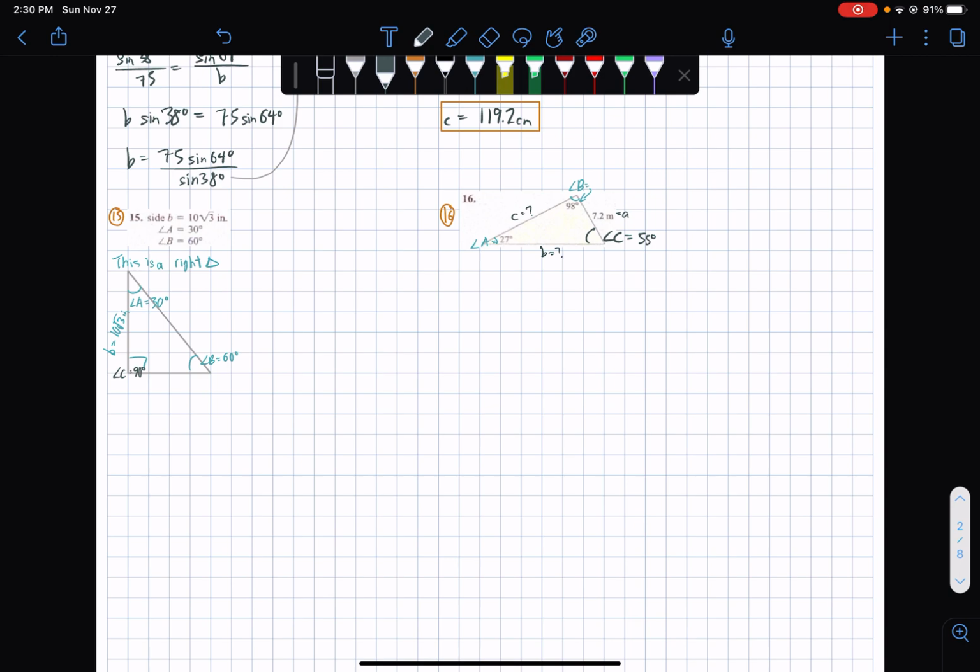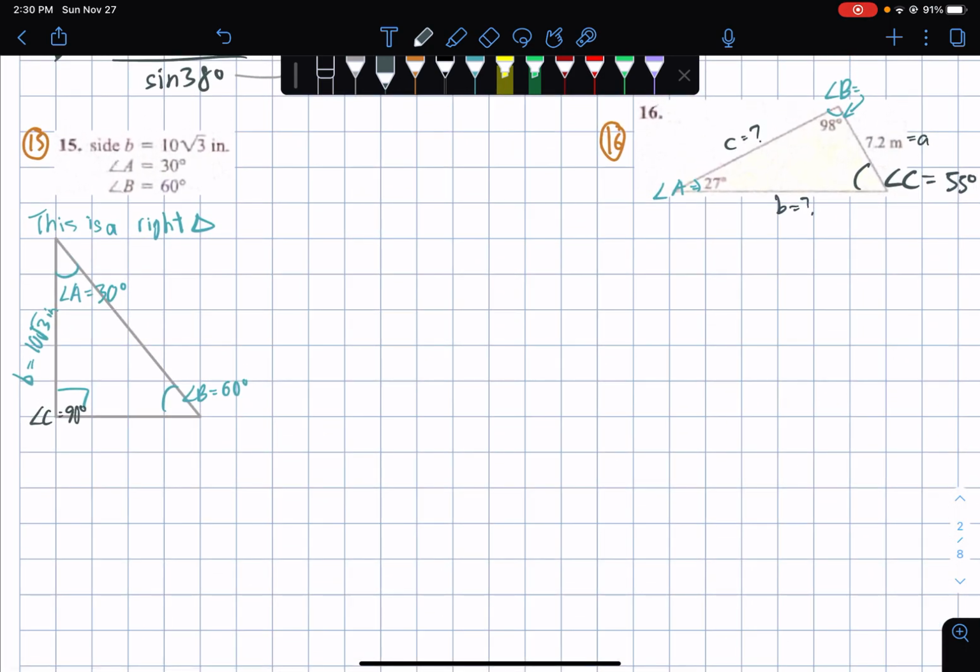Okay, let's go for number 15. So this time it is suspected that the given values make up a right triangle. For what reason? Well, it's pretty hard to point out right now, but we do know that theoretically, if we look for the C angle, that's basically 180 minus the angle A, which is 30, and the value of angle B, which is 60. So C is equal to 90. If one of the angles of a triangle has a value of 90 degrees, then obviously the triangle is a right triangle.